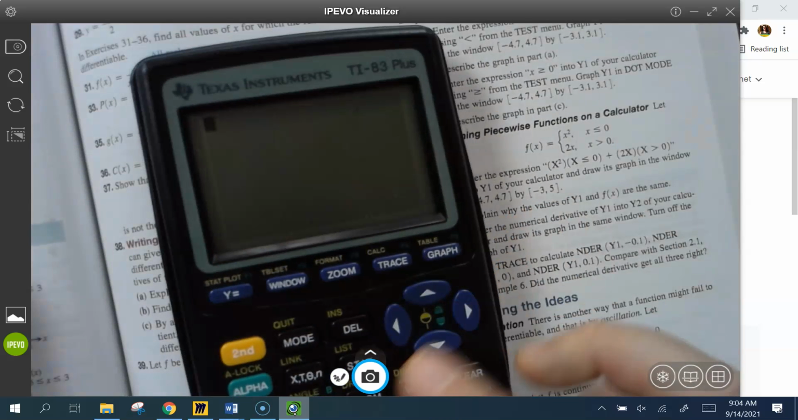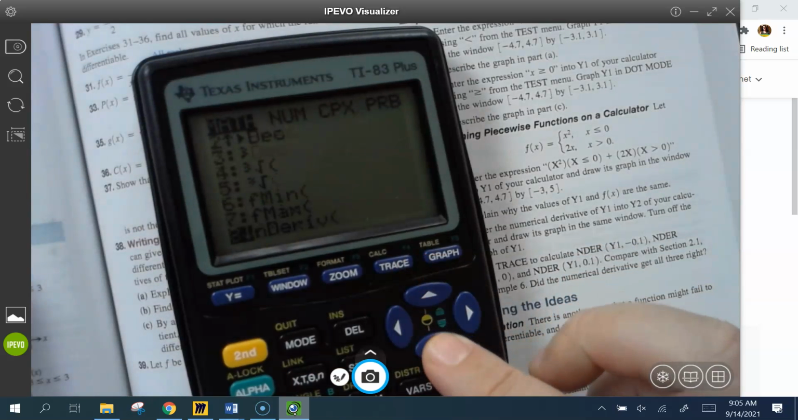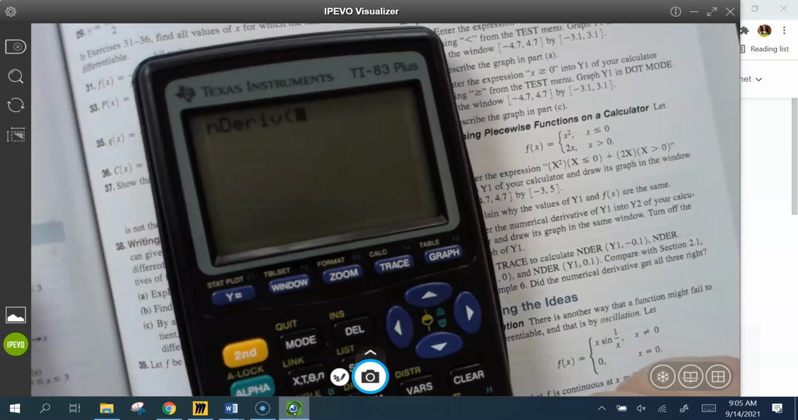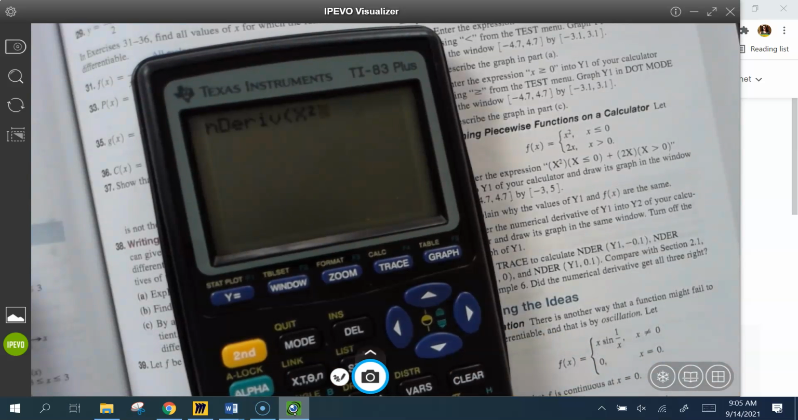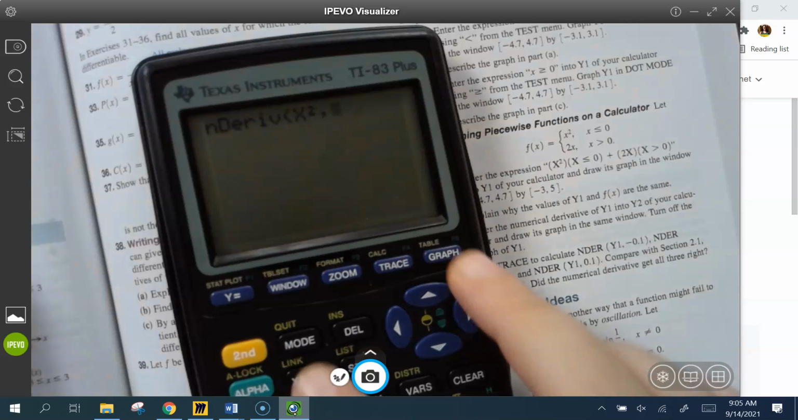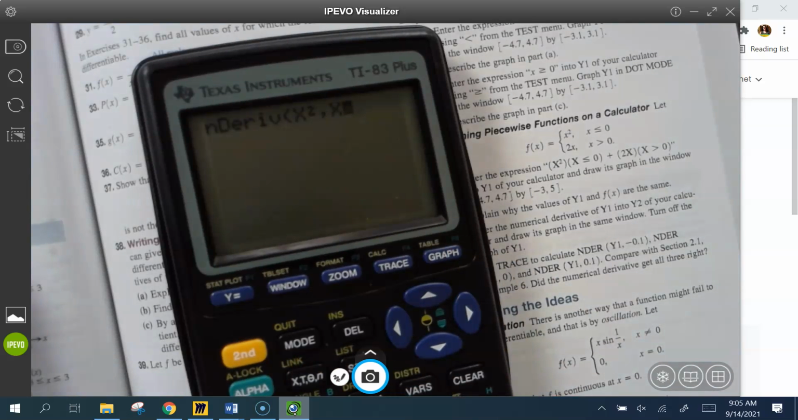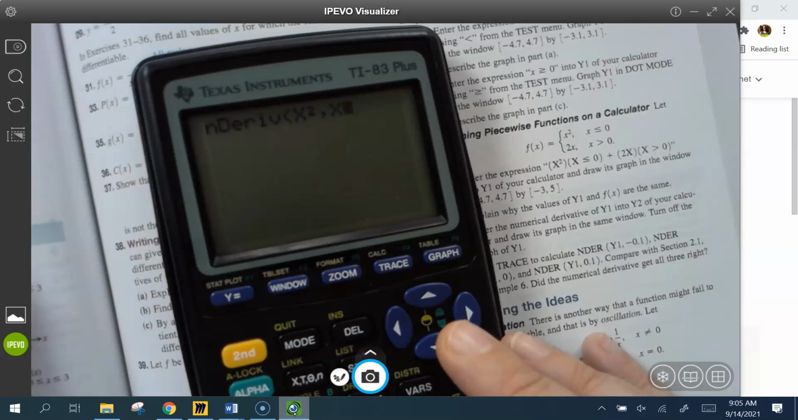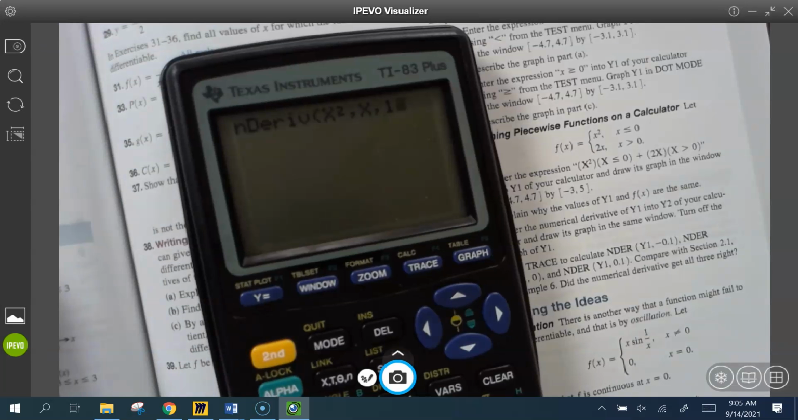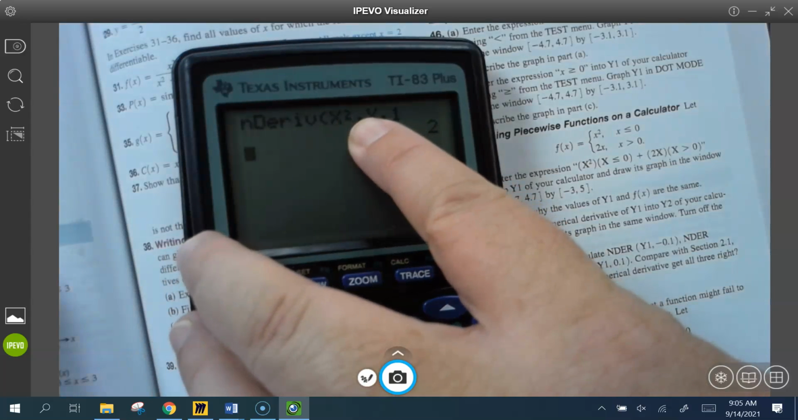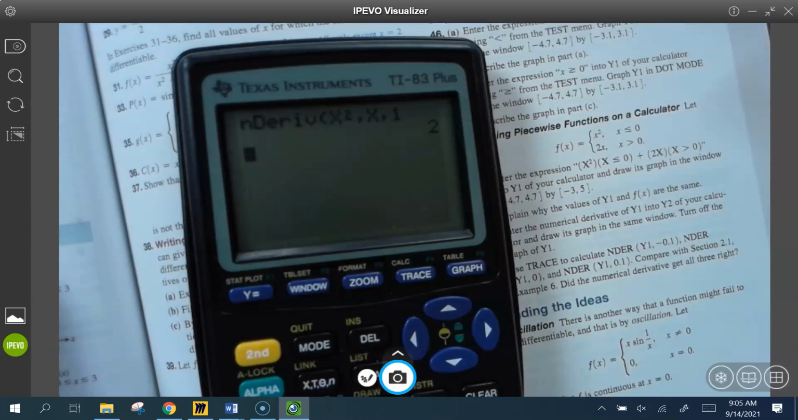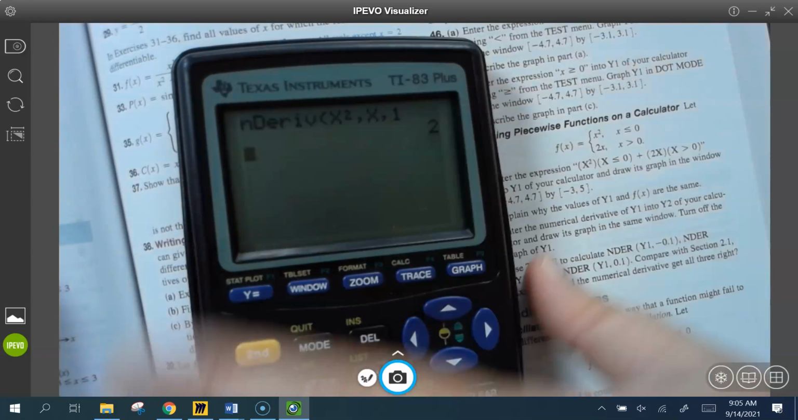All right, if you're on the 83, your math, same option. You're going to put the function, so x squared. You're going to do a comma. This is where you're going to put your x. Where we put the x at the beginning on the other, we're going to put the x here. So that's the variable that we're taking the derivative of. And then the point that you want to take it at. Okay, so the x goes second instead of first. The function goes first this way. And then this is the point that you want to take the derivative at.